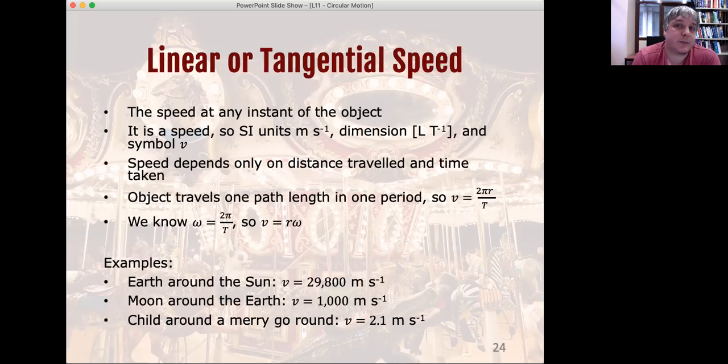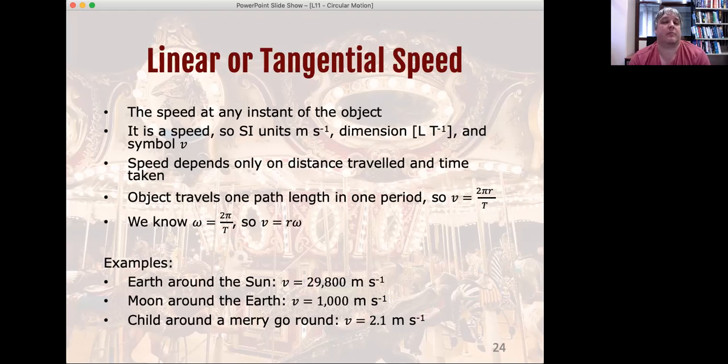Linear or tangential speed: this is what we're saying, that while the object is traveling around that path, yes, the angle is changing every second, but it also has a constant speed as it travels. The velocity direction is constantly changing, but the magnitude of the velocity and thus the speed is constant. So what is that going to be?